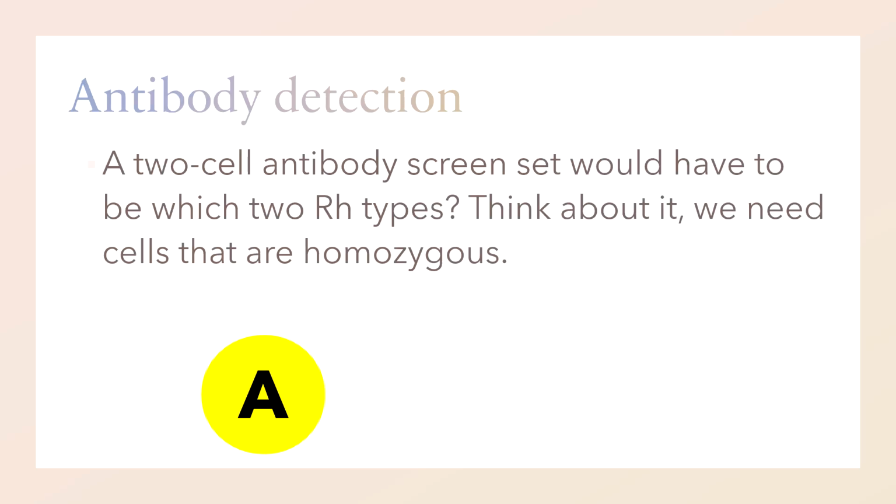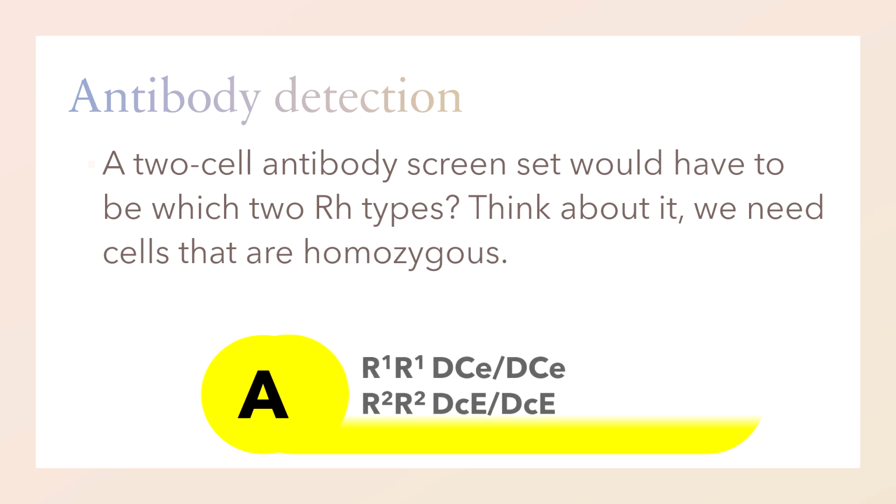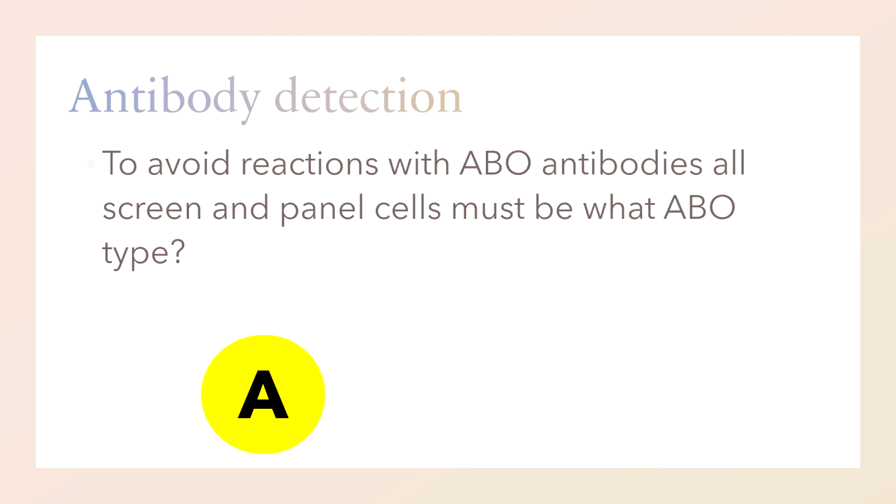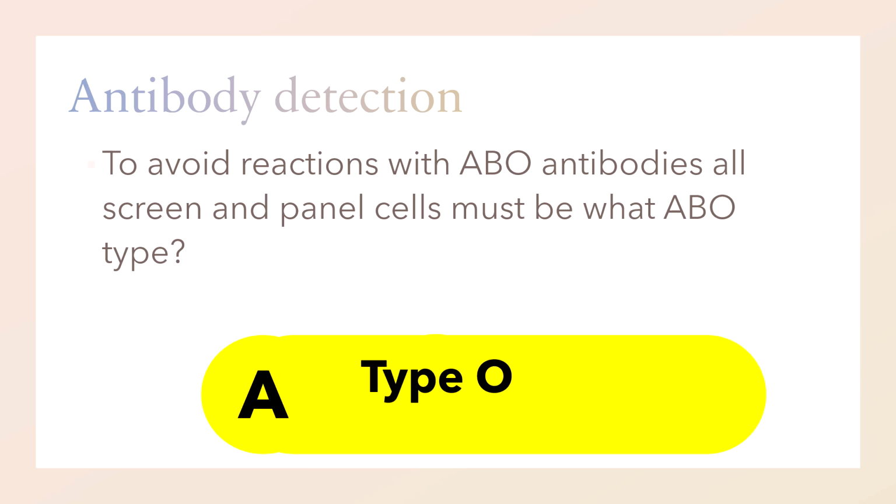A 2-cell antibody screen set would have to be which 2 Rh types? Think about it. We need cells that are homozygous, and they need to cover all of the Rh antigens. So screen cell 1 would be R1, and screen cell 2 would be R2. To avoid reactions with ABO antibodies, all screen and panel cells must be which ABO type? The answer is type O.